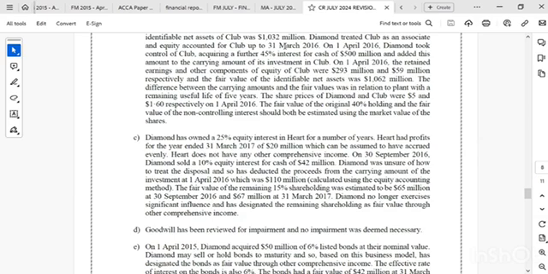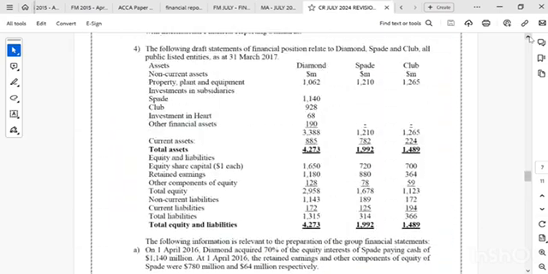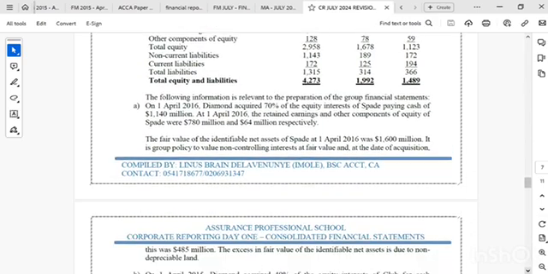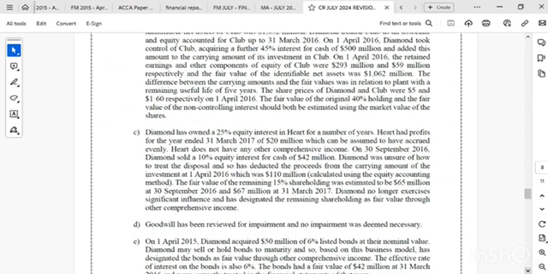Okay. Now, what is the value of the asset? What is the value of the initial 25%? And when was the disposal done? When was the date of disposal? That's 30th September 2016.